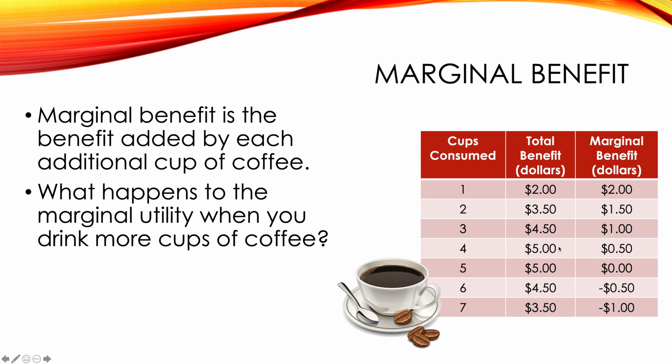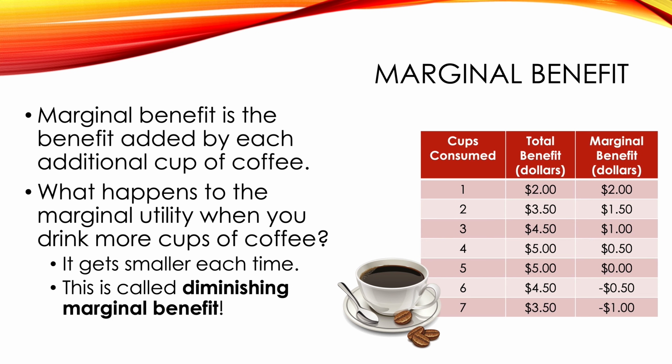The fourth cup only added 50 cents of benefit. The fifth cup actually didn't add any benefit. The sixth cup actually reduced our benefit by 50 cents, and the seventh cup reduced our benefit by a full dollar. So clearly, what happens to the marginal utility when you drink more cups of coffee? The marginal utility gets smaller each time. And this is something that economists refer to as diminishing marginal benefit or diminishing marginal utility. The more you do an action over and over again, the less marginal benefit you get each time.